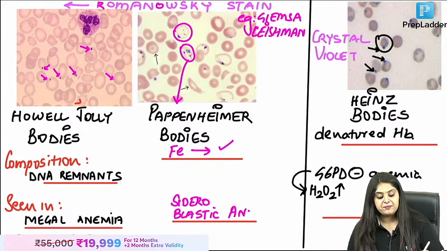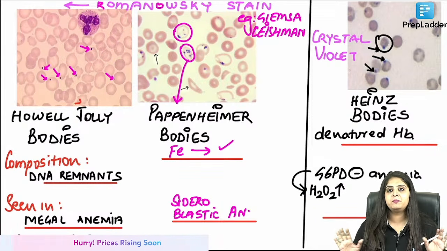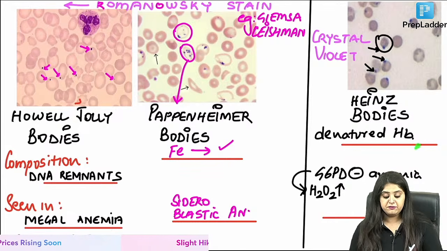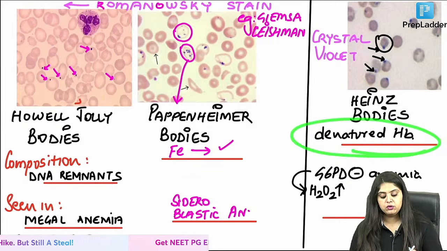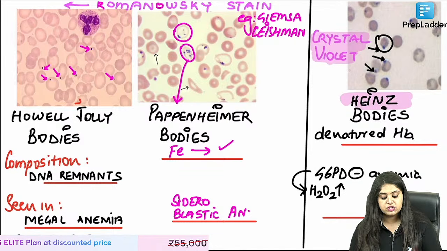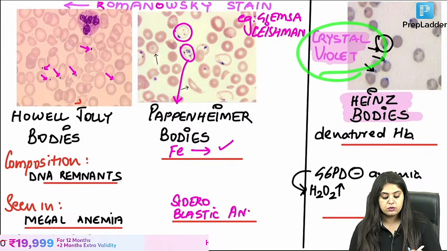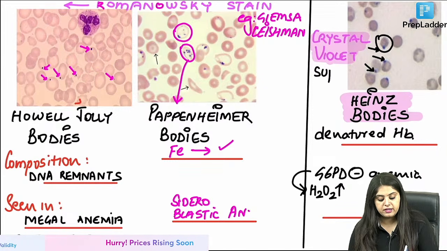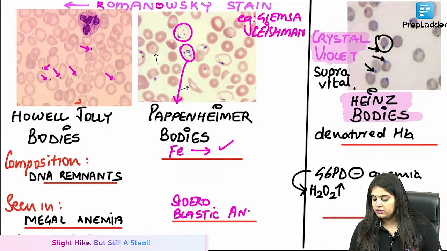Now, the rule is that Romanovsky stain said, I will stain normal hemoglobin, nice, red, pink, all happy, I will stain it. But if your hemoglobin is spoiled, then I'm not going to stain it. For spoiled hemoglobin, get your own stain. That is why here you have used crystal violet. The question is, which is the body that cannot be stained on Romanovsky, for which you require crystal violet? And do you know crystal violet also happens to be a family of supravital stains, and that is how you will be staining the denatured hemoglobin.